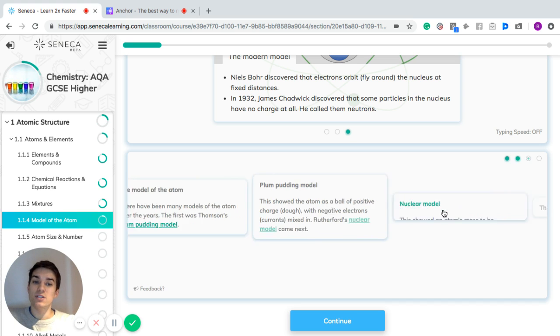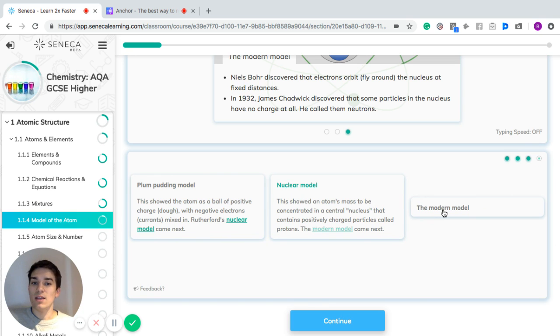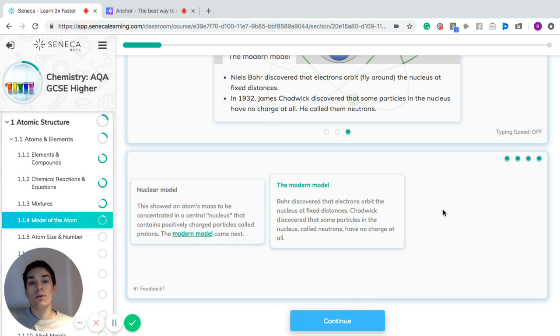And then Rutherford's nuclear model was developed, and this showed that the atom's mass was concentrated in the central nucleus, and it contained positively charged particles that he called protons. And then after that, the modern model was developed, what we know today. So Niels Bohr discovered that electrons orbit the nucleus at a fixed distance, and then Chadwick discovered that some particles in the nucleus, which he called neutrons, had no charge at all.